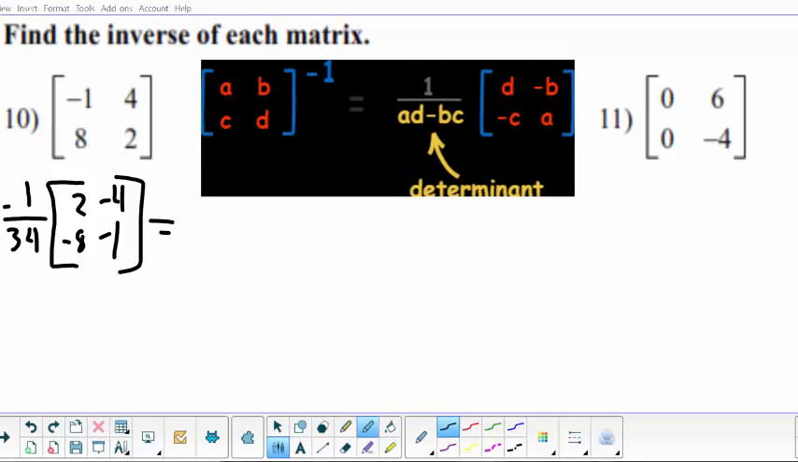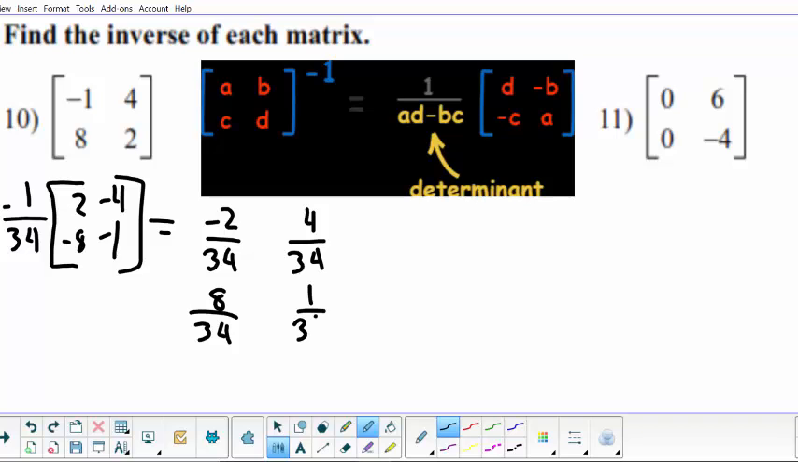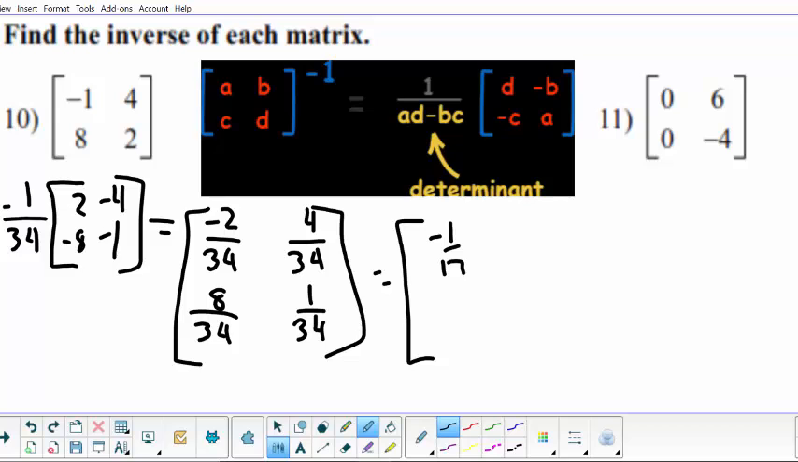So now we can distribute that -1 over 34 through here if we want. So I'm going to distribute that through and I would get -2 over 34. And then 2 negatives are going to make positives, so that's going to be 4 over 34. 2 negatives make positive, 8 over 34. And again, 2 negatives are going to make positive. So now we can reduce this. We can divide the first one by 2. We can divide the second one by 2. The third one has the greatest common factor with 2. Divide everything by 2 would give us 4. And then we cannot do anything with the last one.